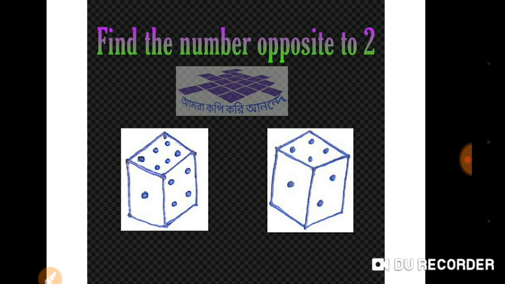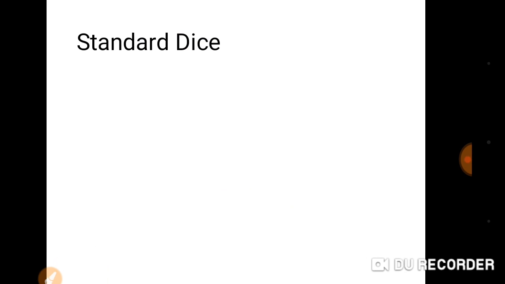Okay, let's start the solution. First we have to know about the standard dice. Standard dice means the dice which is used to play the Ludo. Normally what dices you see, those are the standard dices. What is the basic thing in standard dice? If you have to find out the opposite number of any side of standard dice, that is 7.